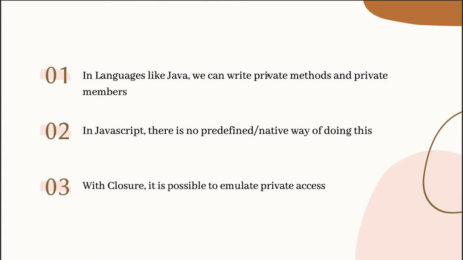But in JavaScript, there is no predefined or native way of providing this private access to the variables or the methods. But we can achieve this through the concept of a closure. We can emulate the private access to the variables and the methods by using the closure.